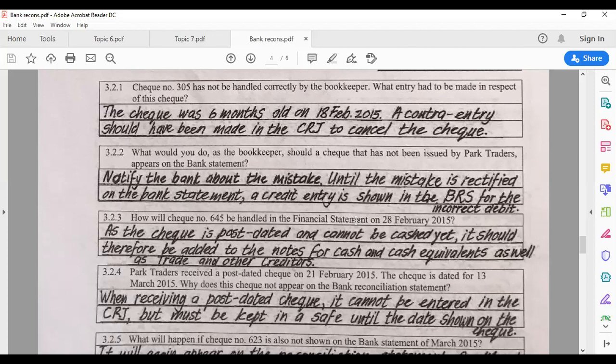So therefore I added to my cash and cash equivalents, and I added to my trade and other creditors, because income received in advance, because you have the check, you just can't cash it yet, is a liability. Because now they can come and just say, listen, I've returned the goods, I haven't taken the goods, so just return my money. Okay, so that's why it's seen as a liability.